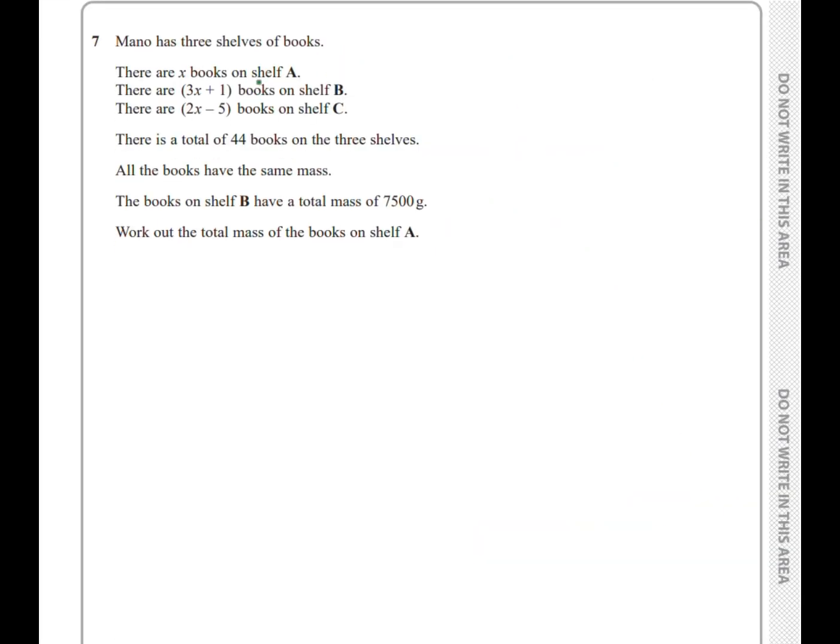Manu has 3 shelves of books. There are x books on shelf A. There are 3x plus 1 books on shelf B, and there are 2x minus 5 books on shelf C. There are a total of 44 books. So it means that if we add x plus 3x plus 1 plus 2x minus 5, that should be equal to 44. So if we figure this out, we can get the value of x, right?